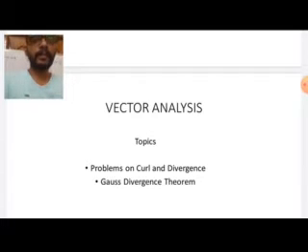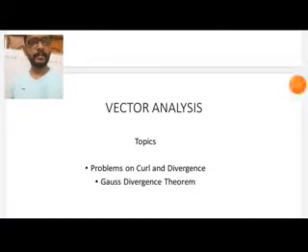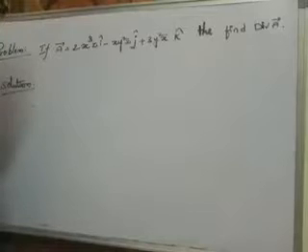And the next topic is Gauss divergence theorem. That is a very important question in this chapter, Gauss divergence theorem. So let us see a few problems here. Let us see the first problem on divergence of a vector.